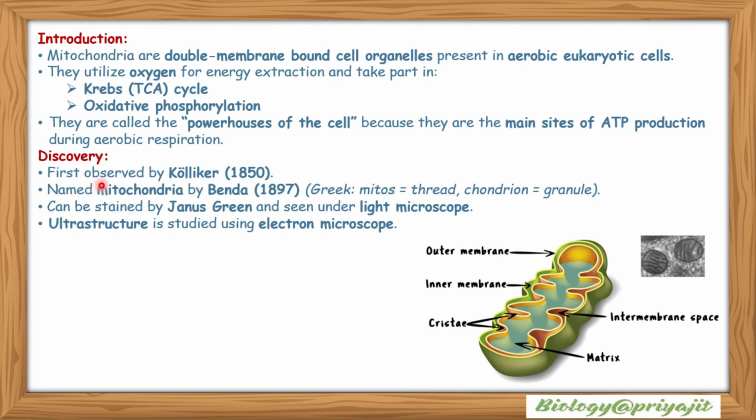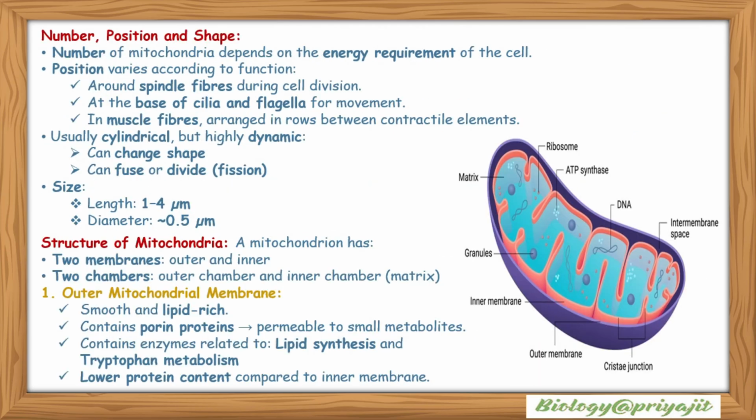Discovery. Mitochondria were first observed by Kölliker in 1850, but the name mitochondria was given by Benda in 1897. Greek mitos means thread and chondrion means granule. Mitochondria can be stained by Janus green and seen under a light microscope, and their ultrastructure is studied under an electron microscope.